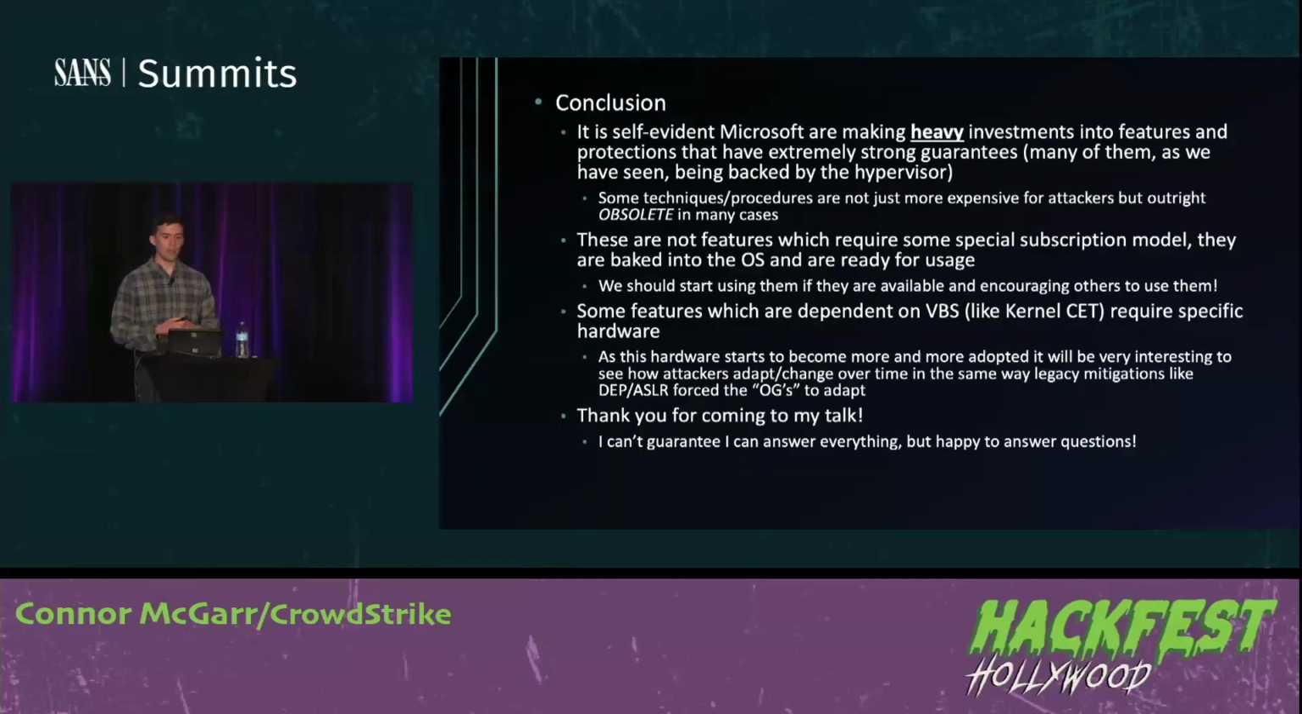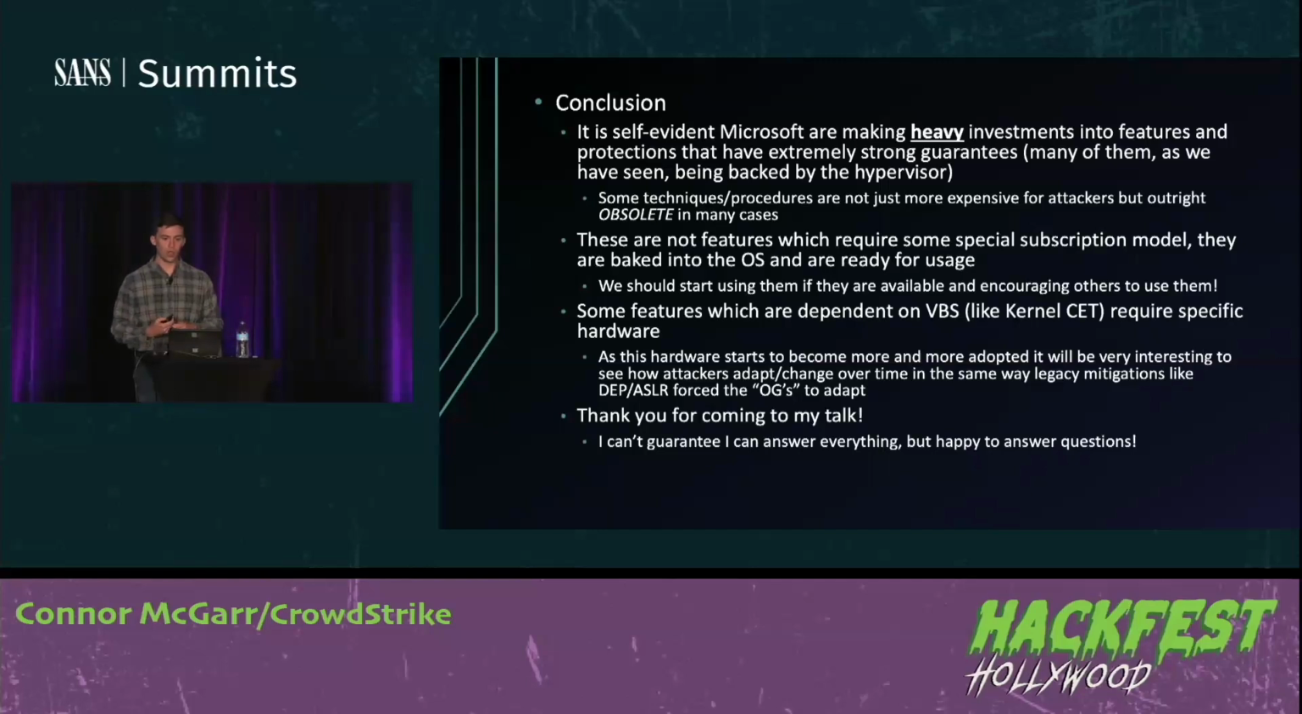Well, it's self-evident that Microsoft has made heavy investments into features and protections with very strong guarantees, right? We saw as a concrete example the kernel control flow guard bitmap. Not even a kernel mode attacker can make that bitmap writable. So it's made some techniques and procedures which were used for a long time, like page table entry corruption, outright obsolete in many cases. And these are features which you don't need some kind of special licensing to use. Anyone can turn on memory integrity, which is HVCI on Windows. These are baked into the OS, ready for everyone to use, and I would highly recommend others to use them. We think about them as these cool features, but they're practical. They can be used.